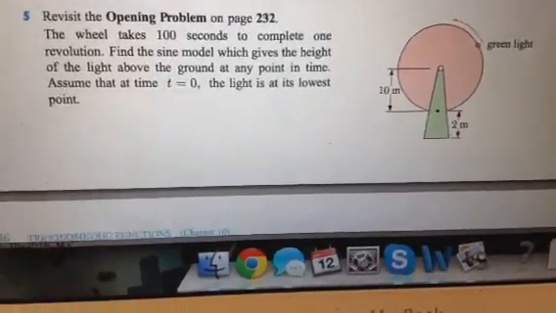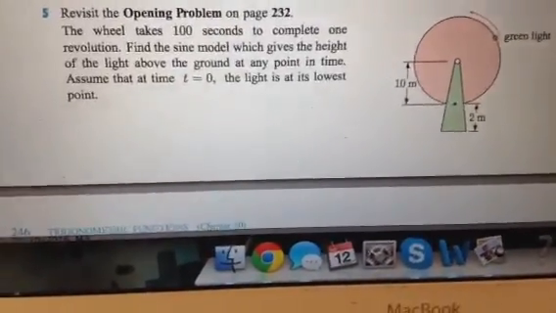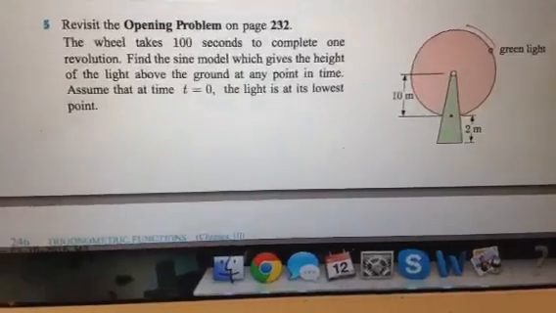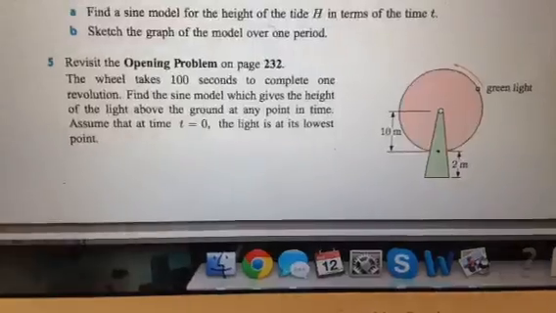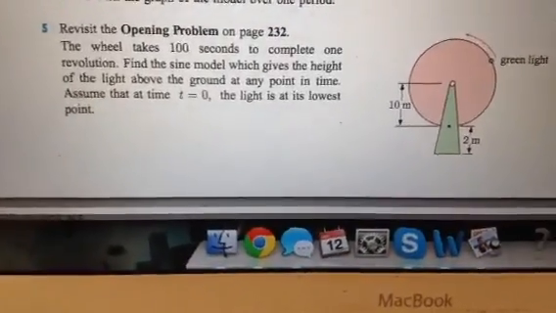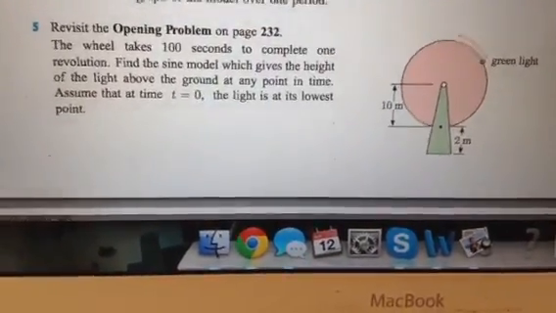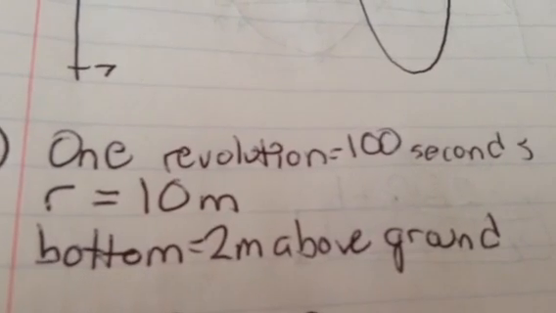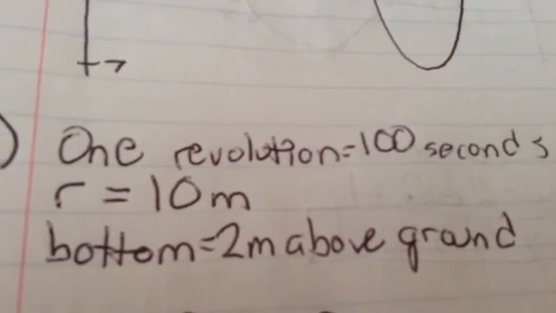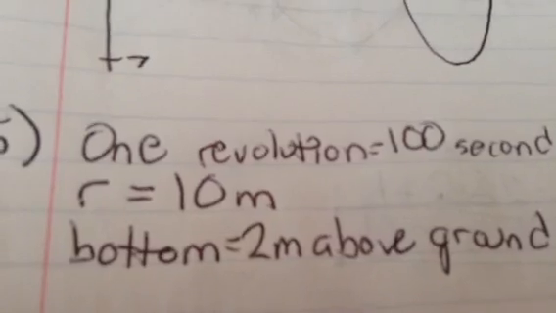Alright, so this is how to do number 5 on page 245, chapter 10, section C. So we looked at this problem originally a while ago, but we are coming back to it again. So I wrote down some of the important information that's given to us. One revolution takes 100 seconds to complete, the radius of the wheel is 10 meters, and the bottom of the wheel is 2 meters above the ground.